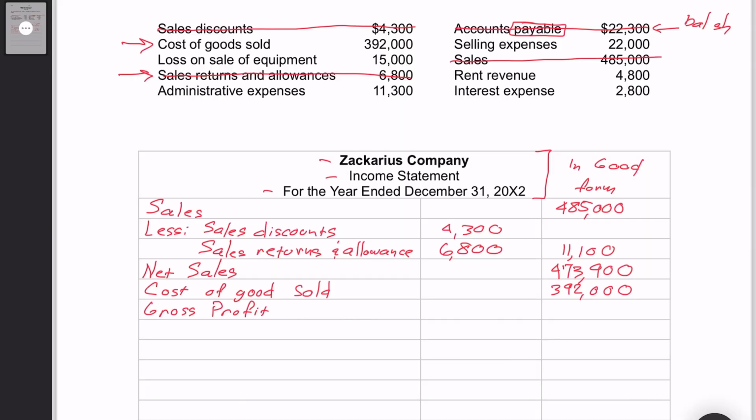Gross profit is used with every merchandising company. It helps us determine how much money we're making off of the sale of our goods. This amount of profit that we're making, our gross profit off of the items, helps provide us revenue for the rest of our operations. So our gross profit for Zachariah's company is going to be $81,900.